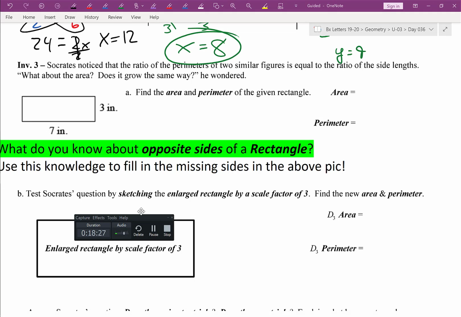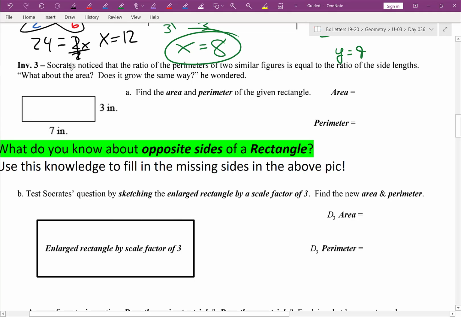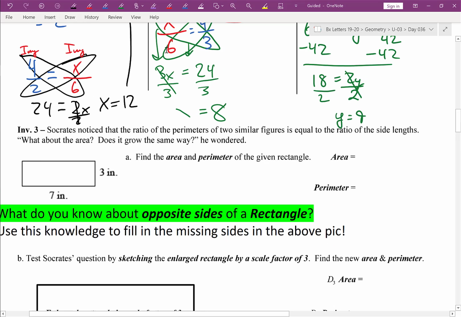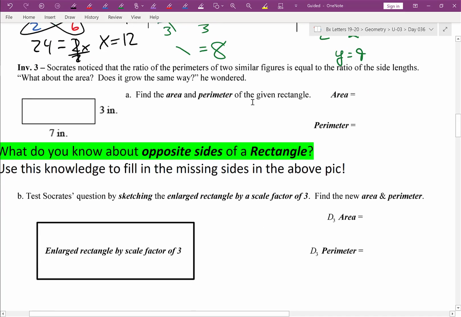So, now we're getting to the teacher. Socrates noticed that the ratio of the perimeters of the two figures is equal to the ratio of the side lengths. That's what I did originally. I did what Socrates observed.